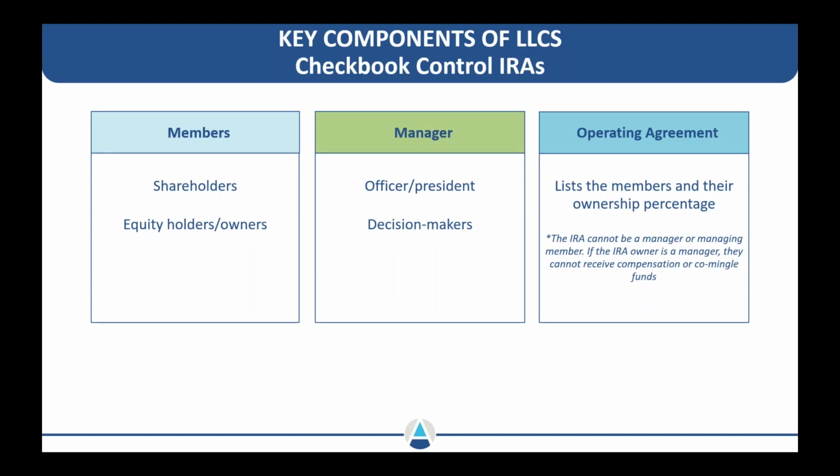These are going to be the shareholders, the equity holders, the owners. And in a very simple sense, if you have a single IRA and you want to do checkbook control, the IRA would be the 100% member shareholder of that particular LLC. It would be named as the non-managing member. It would just be a straight member.